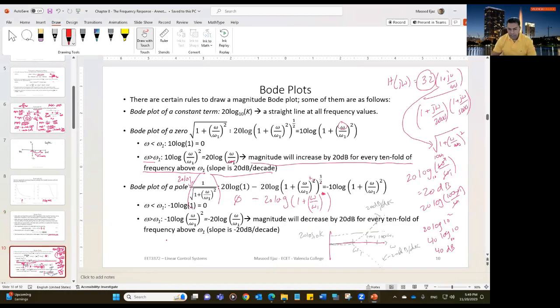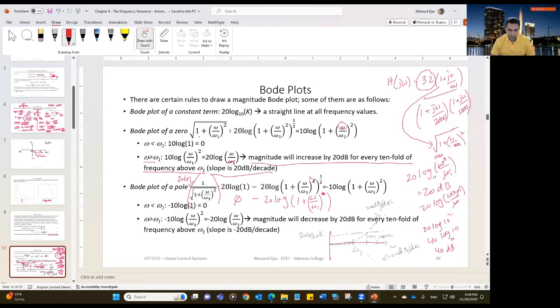Bode plot we discussed for different cases. If you have a constant value, which is usually a gain in the transfer function k, then when you take the log to the base 10 of the gain value, that's a constant value, and you multiply that by 20. So that's going to be a straight line at all the frequency values over which you are plotting the Bode plot.